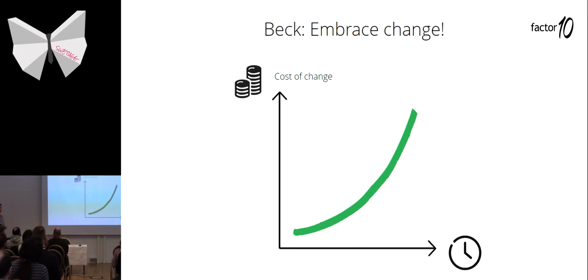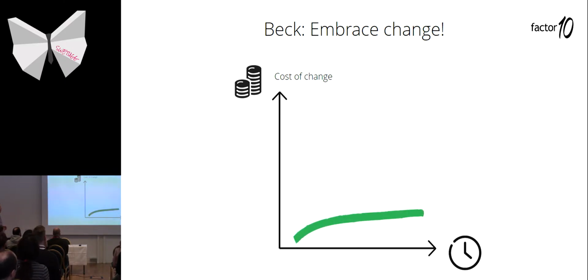So this was the model for cost of change of software. And then almost 20 years ago, in 2001, Kent Beck came along and said, what if the cost of change can be like this? That over time, we don't get the exponential increase. Instead, we get the curve that flattens out like this. And how can we do that? Well, this was the extreme programming book, right? And the central thing there is embrace change.